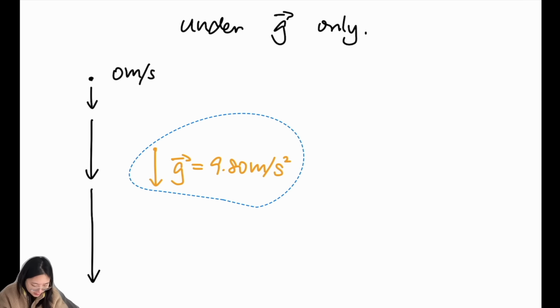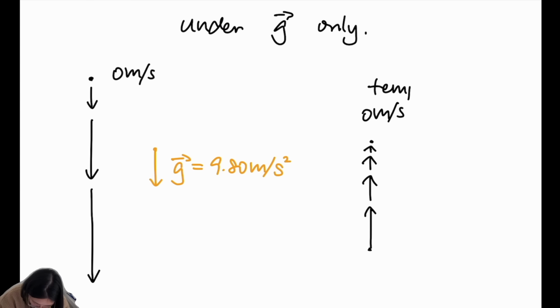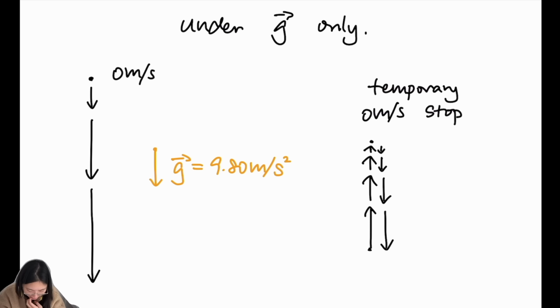Okay. So if I toss an object upwards, then it has a non-zero upward initial velocity, and then its velocity decreases because of the downward acceleration. And then at the maximum point, it's temporarily at rest, and then it starts to move downward, again due to the downward gravitational acceleration.